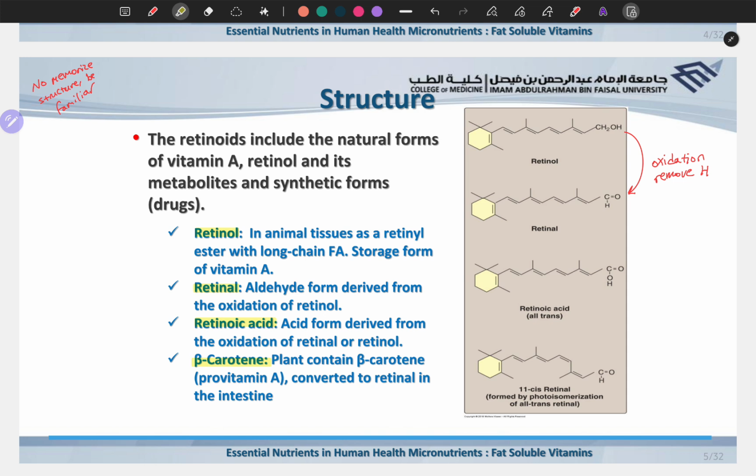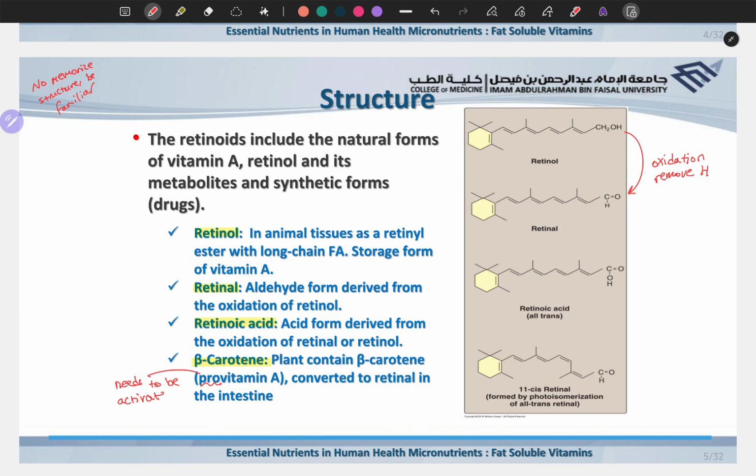From plant sources, what you get is beta carotene. You know carrots, you know very well carrots. They have vitamin A, but it is in the beta carotene form. It is a provitamin, not a previtamin. Is it clear? Pro means it needs to be activated. Whereas animal sources have preformed vitamin A.